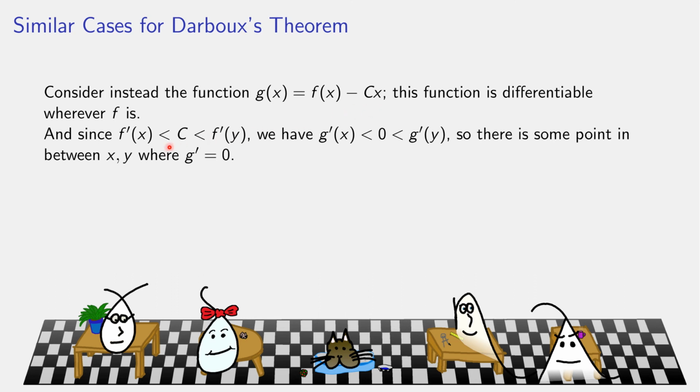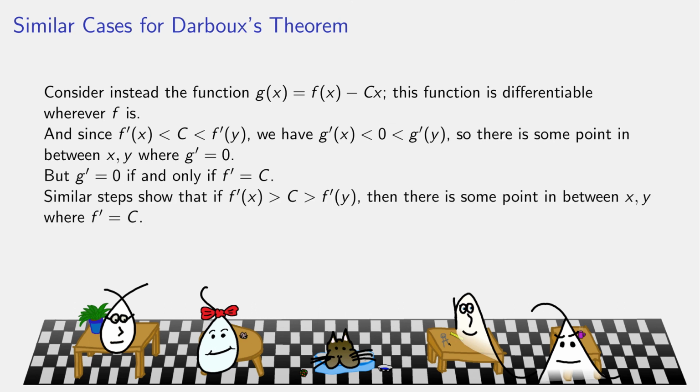So since f prime goes from less than c to bigger than c, g prime goes from less than 0 to bigger than 0, and by the work we've just done, somewhere in between the derivative of g is 0. But g prime can only be 0 if f prime minus c is 0, in other words, if f prime is c. So we found a point where the derivative of f was exactly the value c that we wanted. Similarly, if it went from bigger than c to less than c, you pretty much run the same argument and you find somewhere in between the value of the derivative must be equal to c.